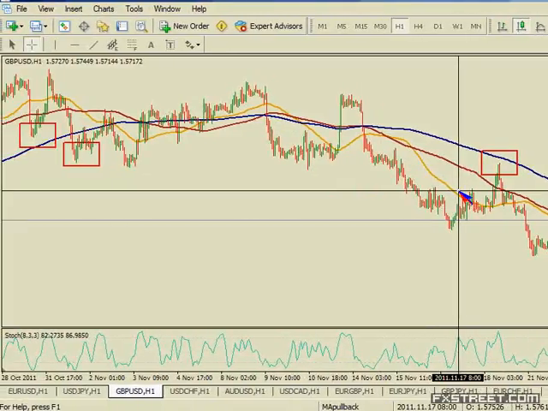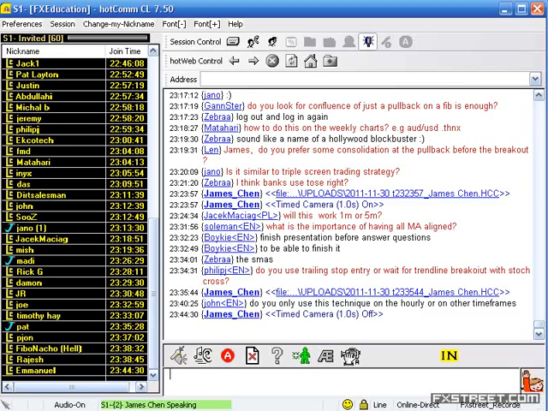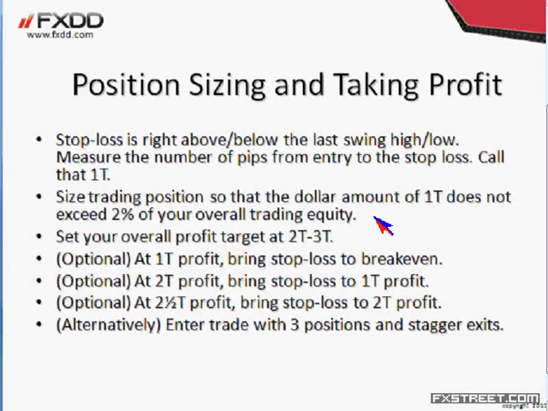Now, I talk a lot about expectancy. Let me go to that real quick. Very quickly before I do that, position sizing and profit. One second. Let me go back to this real quick. Okay, position sizing and take profit.